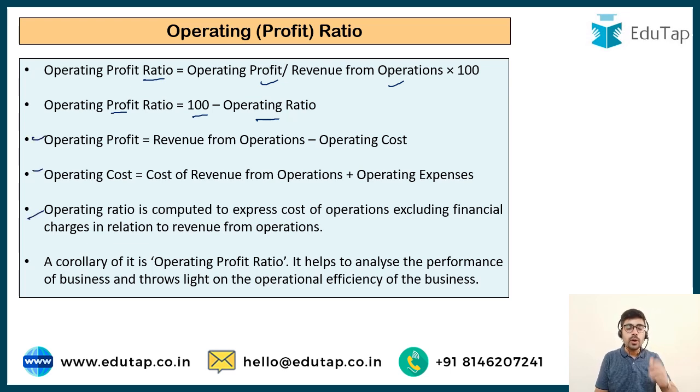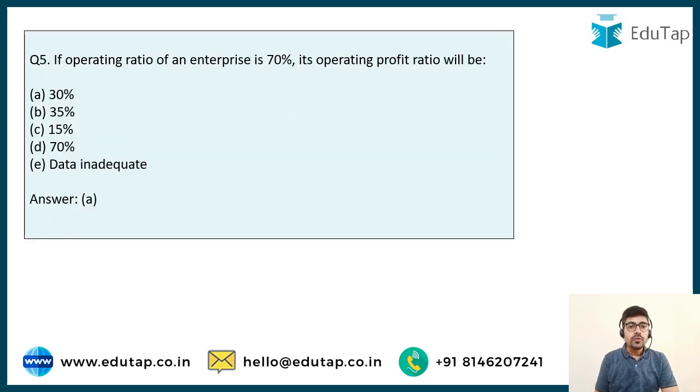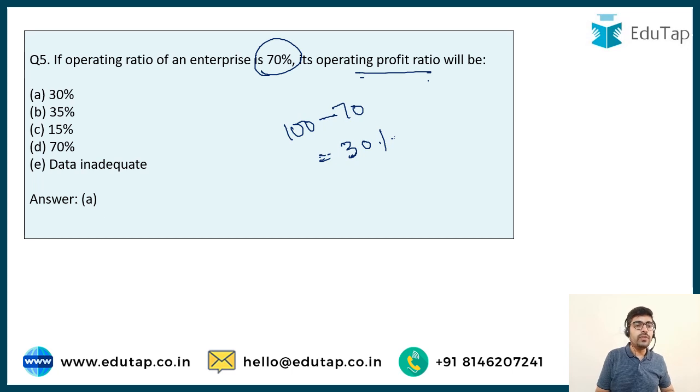How would you compute the operating cost? How would you compute the operating profit? And how you can just add the two to obtain the figure of 100%. You can easily apply this formula in any problem if it is asked in this manner. For this question, if the operating ratio of an enterprise is 70%, the operating profit ratio is going to be 100 minus 70, that is 30%. So the answer is definitely going to be option number A.